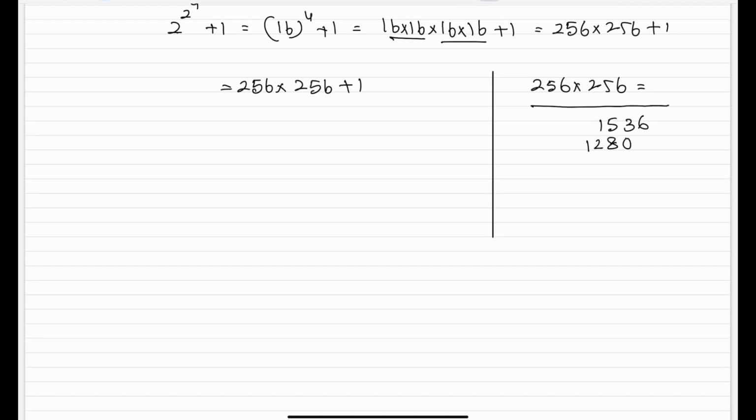Then 2 6 are 12. 2 5 are 10. 10 plus 1 11. 2 2 are 4. 4 plus 1 5. What is its value?